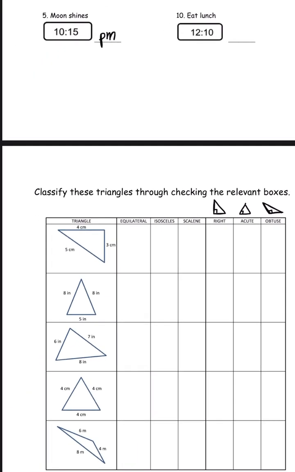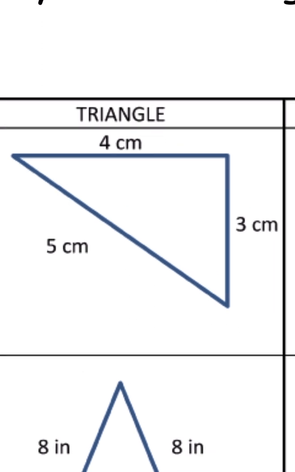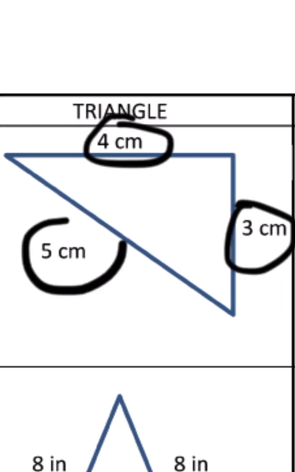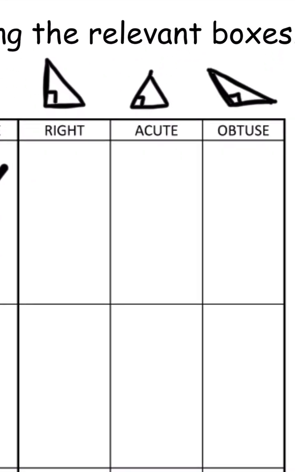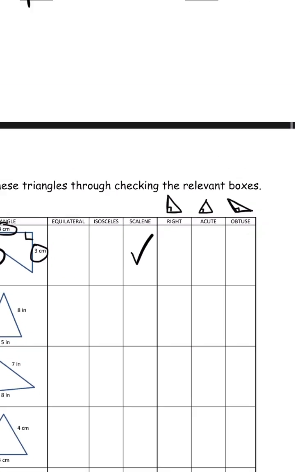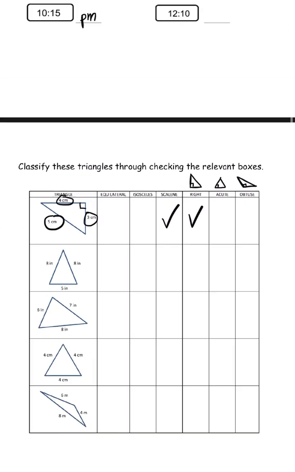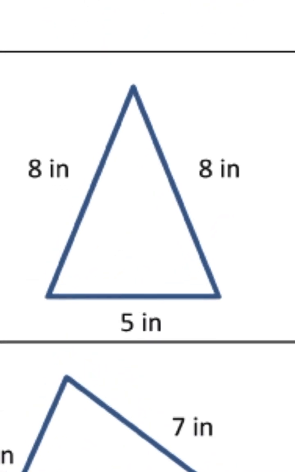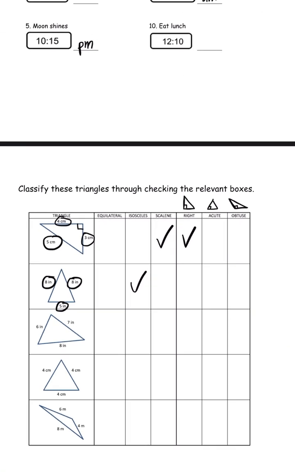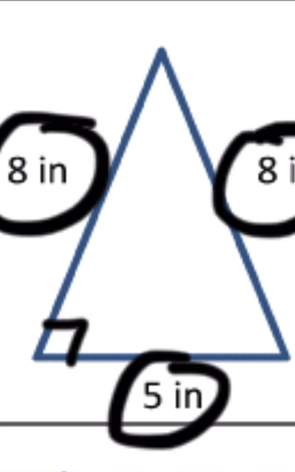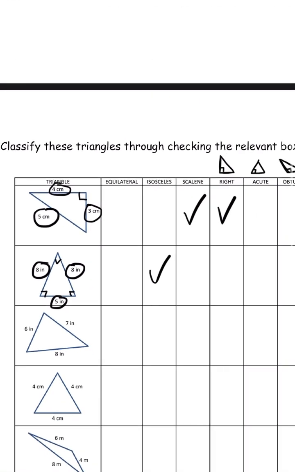Let's look at number 1. So for the first one, it has all different sides. So it's going to be scalene triangle. And now we need to identify whether it is right, acute, or obtuse. And since it has about 90 degrees, it's going to be right triangle. Let's look at the second one. For this one, it has 2 equal sides and 1 different side. So it's going to be isosceles triangle. And since it has small angles, it's going to be acute.